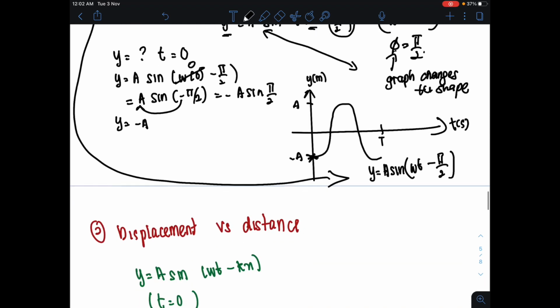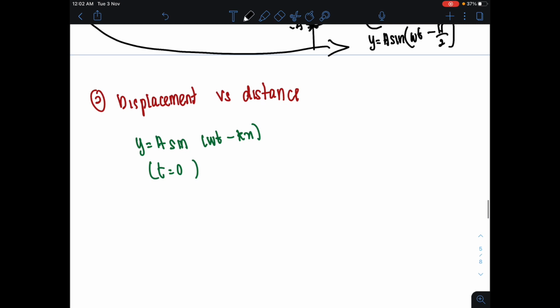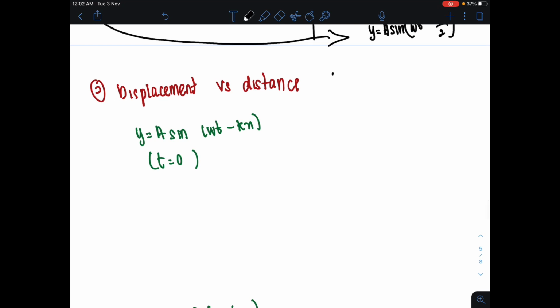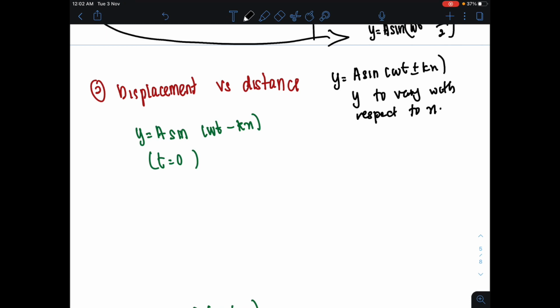Alright. So, begitu juga bila kita nak lukis displacement versus distance. Tadi kita buat displacement versus time. Sekarang displacement versus distance. So, general equation kita adalah y sama dengan A sin omega t plus minus kx. Betul tak? So, sekarang kita nak y kita to vary with respect to x sahaja. We don't want with respect to t. Maksudnya kita nak hilangkan t lah.